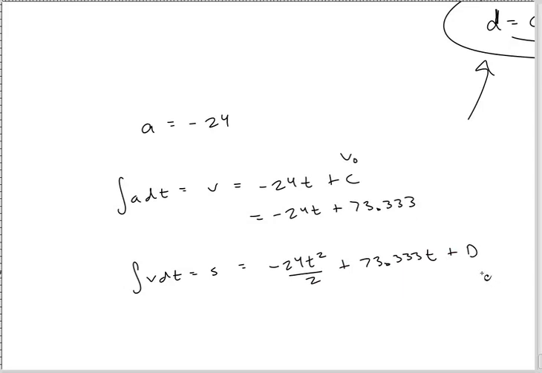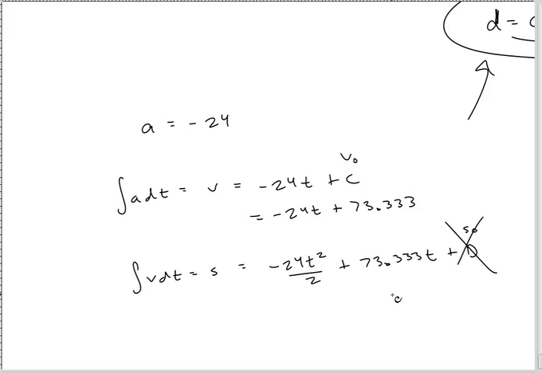This d is my initial position, my s naught. We already confirmed that it's 0, so we can make that go away. They're saying that my position is 0 at t equals 0. Didn't we just get this same thing a second ago? That is my position function. So what did I do? I found t somehow.